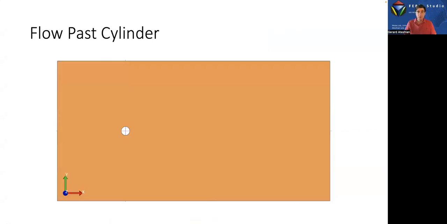So in this particular tutorial, we're going to create a fluid domain that you see here with a cylindrical opening, and we're going to look at flow of the fluid going over the cylinder. So we're going to adopt the properties of water.